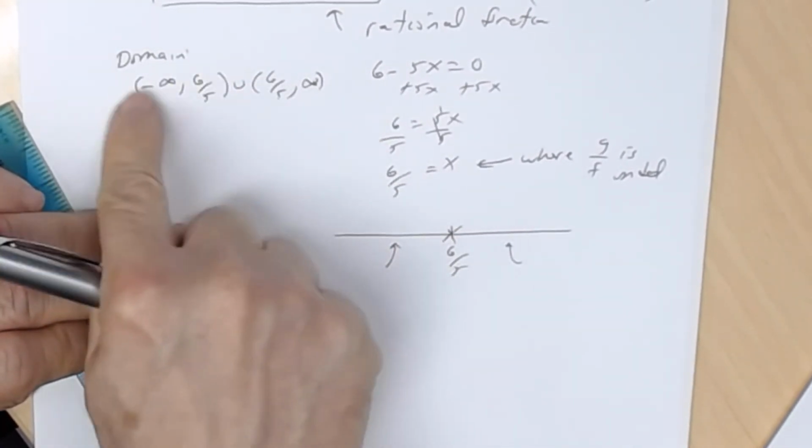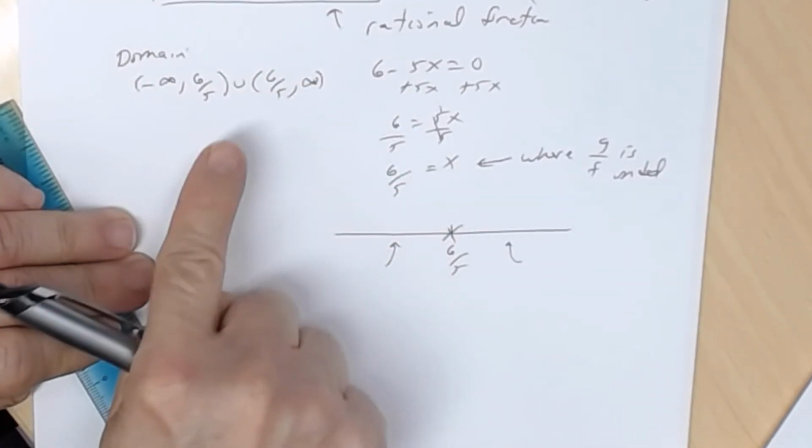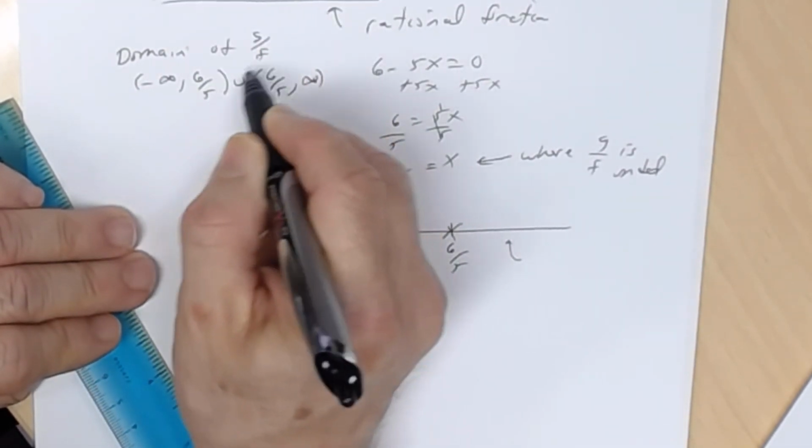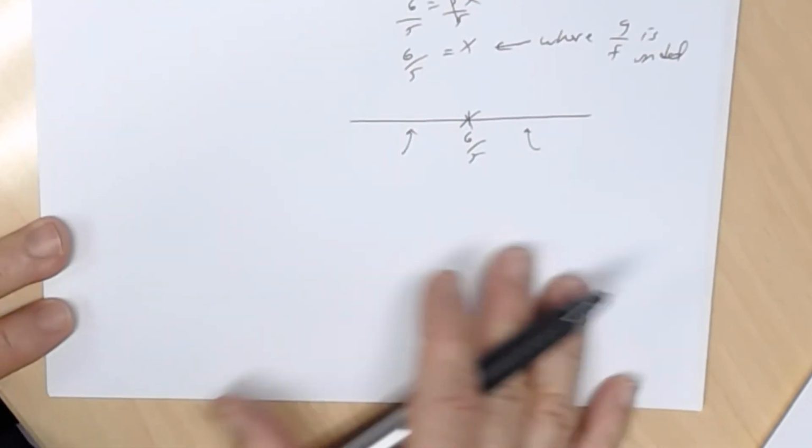So it's very important you know how this is supposed to look. So again, this right here means all real numbers except 6/5. That's what that means. Okay? So that's the domain of g divided by f. Okay, now let's look at part E.